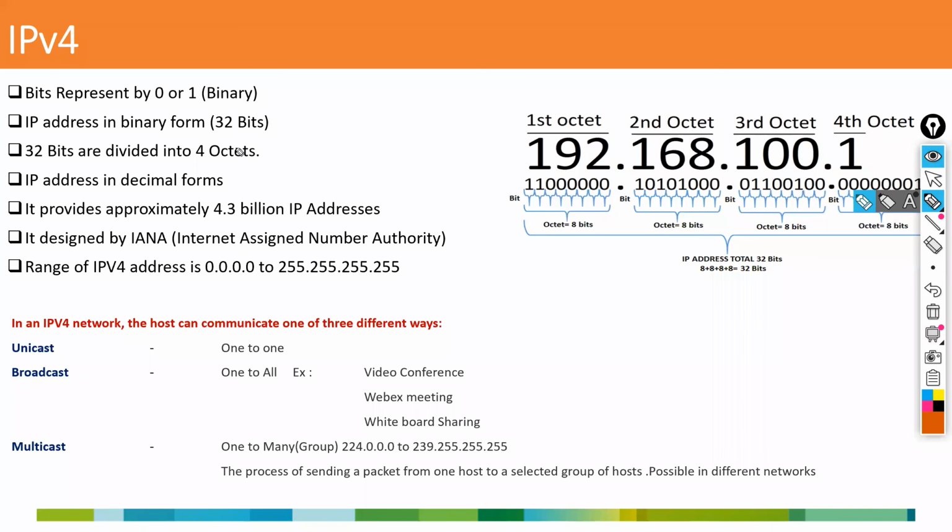32. So that's the reason this is the 32-bit IP address. Got it? How is it a 32-bit IP address? In IPv4, in total we have 4 octets. Each octet contains 8 bits. 8 into 4 is 32. So that's the reason it's a 32-bit IP address.